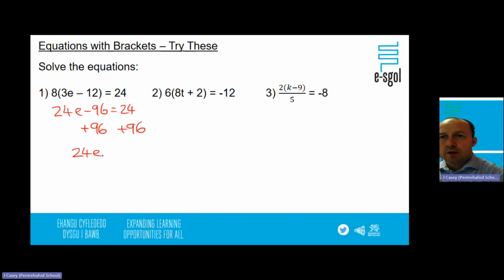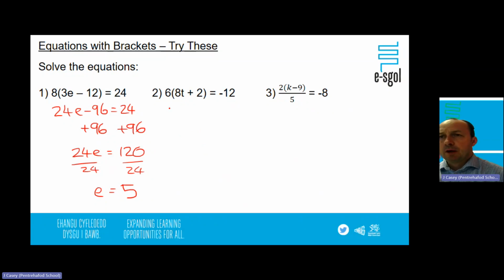So 24e. So 24 add 96 gives me 120. That's a pretty big number. But I'm going to divide by the coefficient again, divide by 24. So e equals, now I know 120 divided by 12 is 10. So 120 divided by 24 is 5. So the value of e is 5.